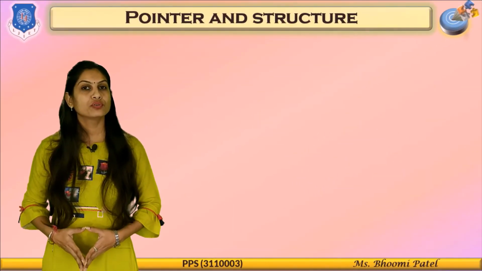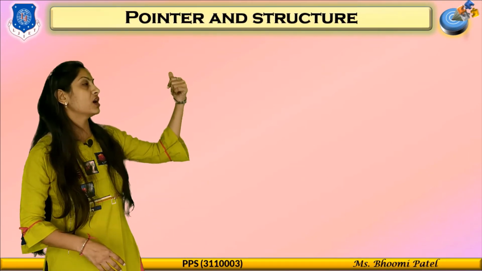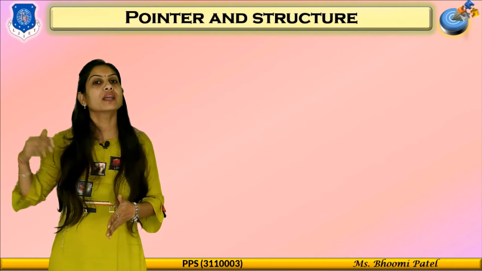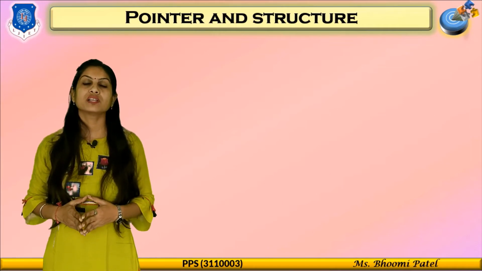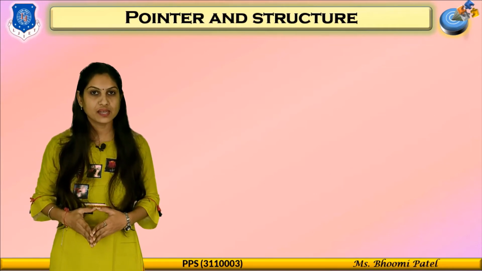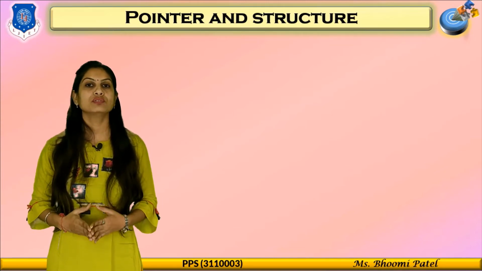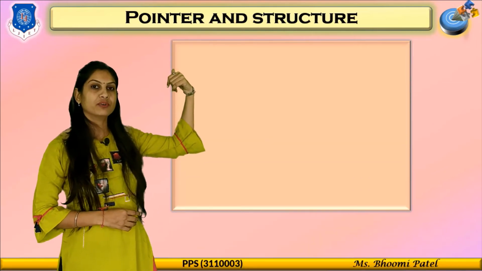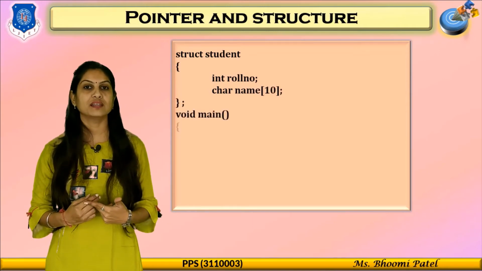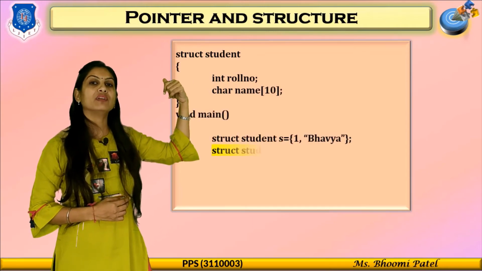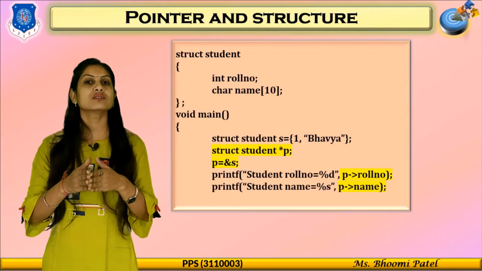Now suppose you want to use a pointer with the structure concept, how can we use it? First you have to learn the structure, which we will learn in our next unit. Here I am just using the basic concept of structure. For that, first we declare our structure, then we declare a variable, and then we initialize it. For that we use the struct keyword for a structure named student, and two members can be stored inside it: the student roll number having integer data type and the name having character data type.